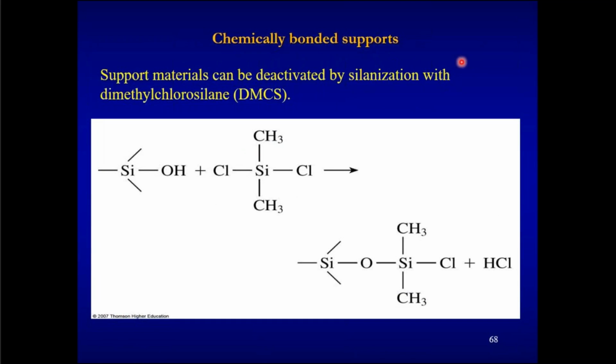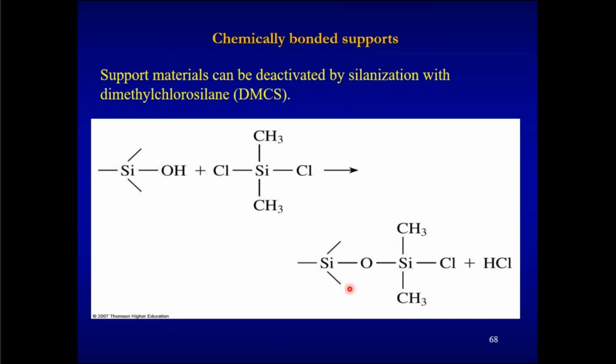In case of chemically bonded support materials, they can be deactivated by silanization with dimethylchlorosilane. This is the silanol group that is present on silica, the SiOH group. When it is reacted with dimethylchlorosilane, you will see a reaction like this. The H is replaced and the silane just gets attached here, giving off HCl.